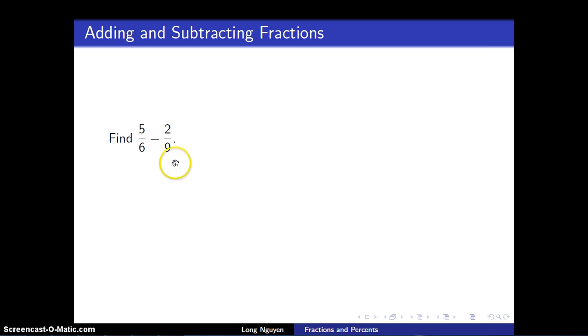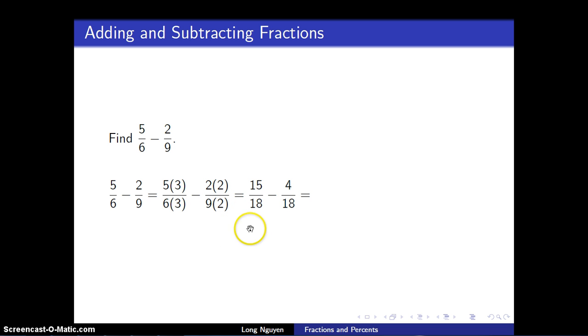Subtraction. Again, we have different denominators, we need to find a common denominator. And in this case, since 6 and 9 have a common factor of 3, we can see that the least common multiple for 6 and 9 is 18. And so to do that, we're going to have to multiply this by 3 top and bottom to get 18, and the 9 and 2 top and bottom by 2 to get the 18.